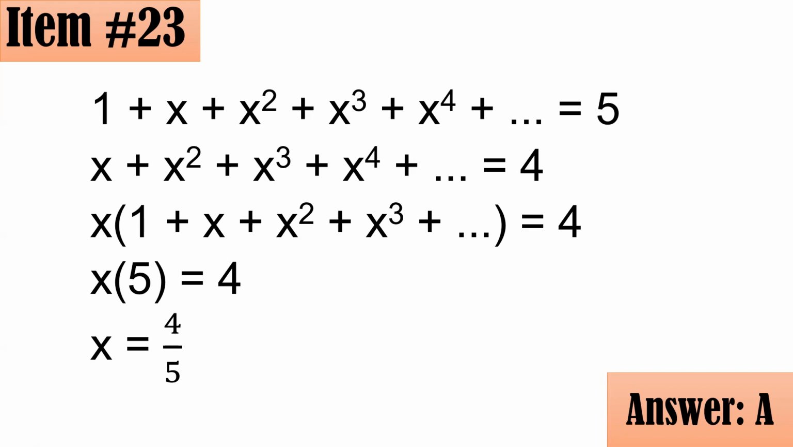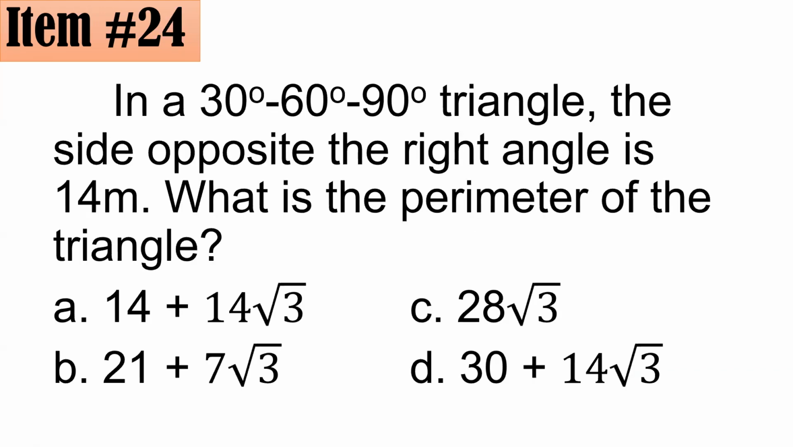And we have one more, no? 24. In a 30, 60, 90 degree triangle, the side opposite the right angle is 14 meters. What is the perimeter of the triangle? Did you go for 14 plus 14 square root of 3, 21 plus 7 square root of 3, 28 square root of 3, or 30 plus 14 square root of 3? Okay, B daw.